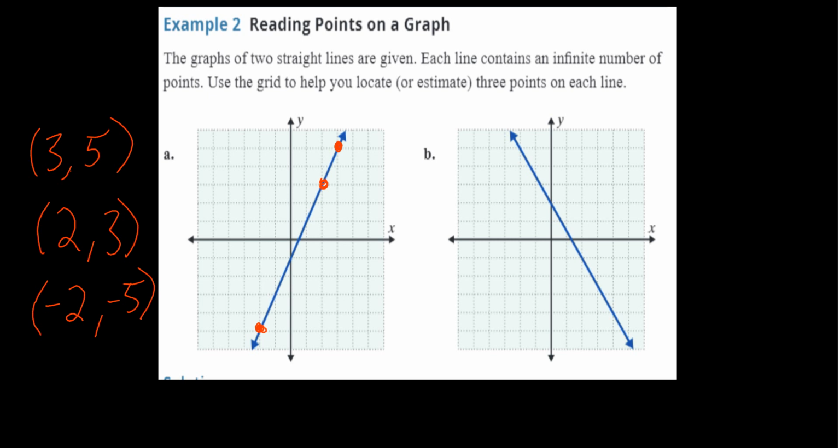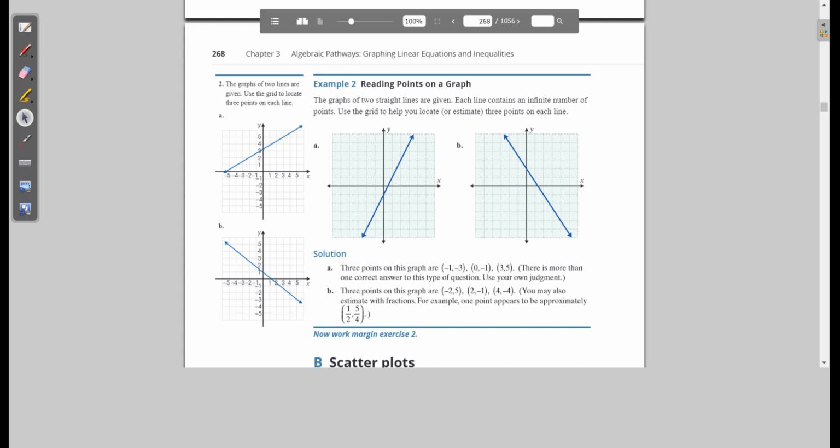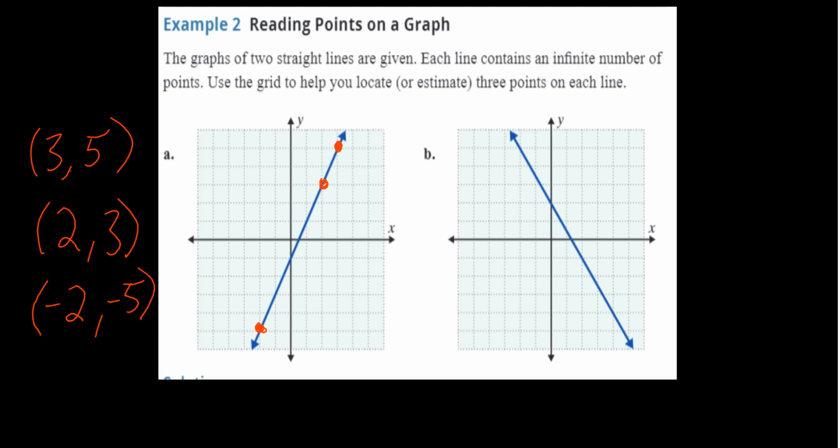And I'm curious what the textbook used. Negative 1, negative 3, 0... Oh, sorry. Man, I'm having a rough go here. 0, negative 1 is indeed a point, and then 3, 5. Okay, so 3, 5 is the only one we really had at the same time.